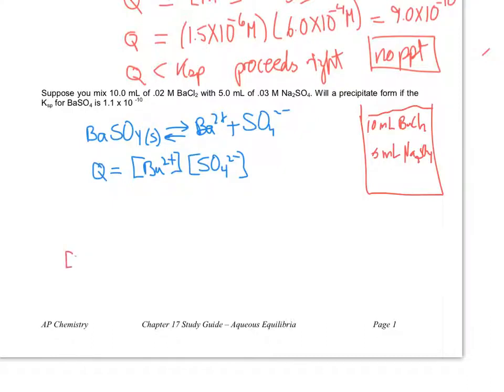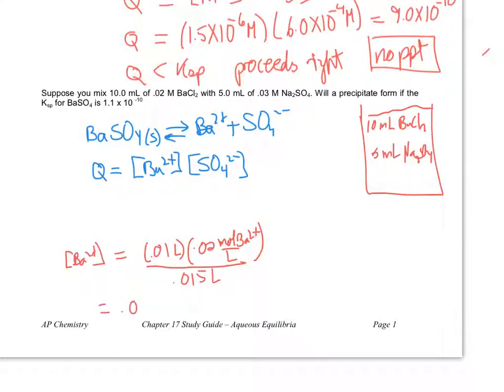So if I want the concentration of the Ba2+, what I would do is I would say, well, I have 10 milliliters, so 0.01 liters times 0.02 moles per liter of Ba2+, and then I would divide that by 0.015 liters. And that gives me 0.0133 molar of the Ba2+. You could also, if you prefer, do an M1V1 equals M2V2. You could do that.